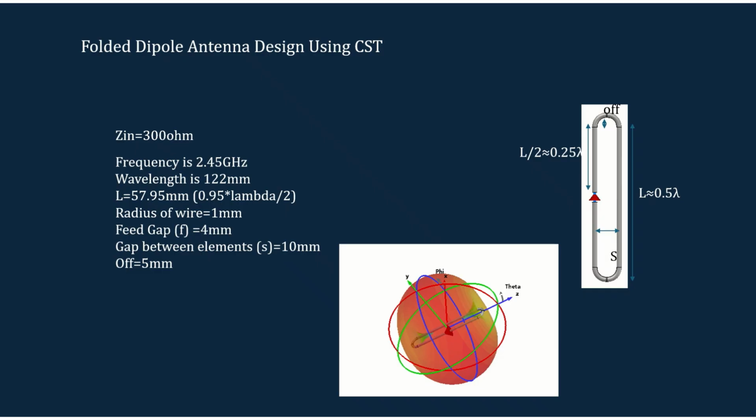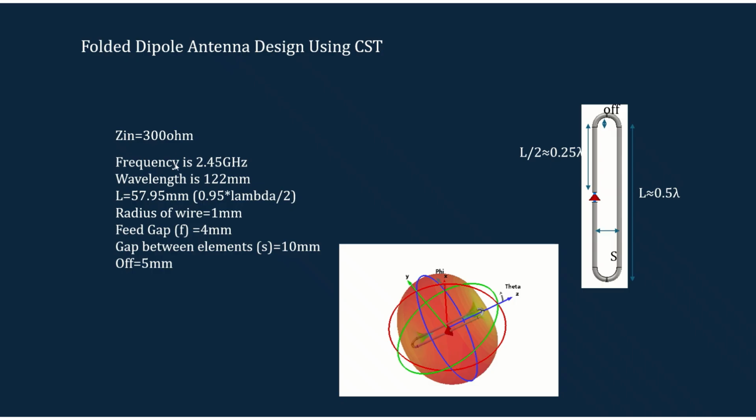Hello, in this video we are going to see how we can simulate a folded dipole antenna using CST. In our previous video we saw the characteristics of a folded dipole antenna and its input impedance. The input impedance depends upon the number of conductors or dipoles connected here. In this case there are two dipole elements, so the total impedance is around 300 ohm.